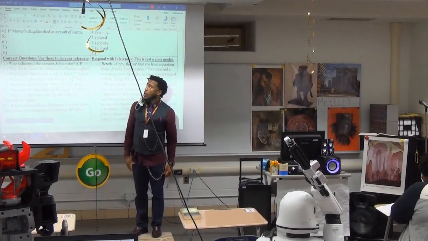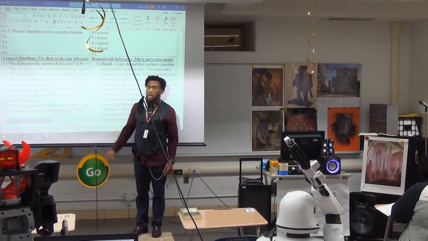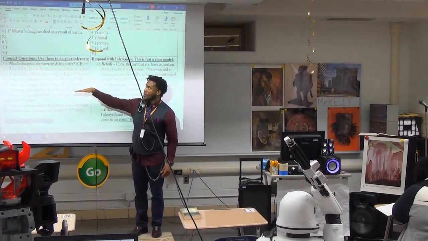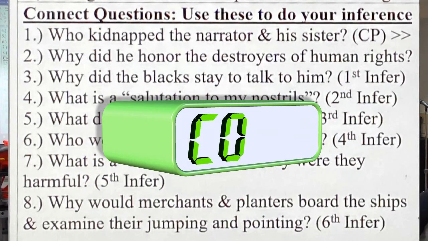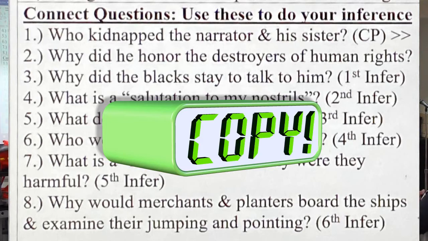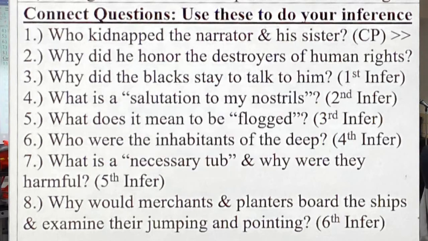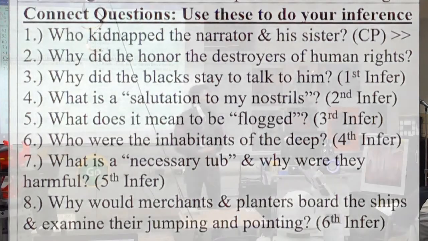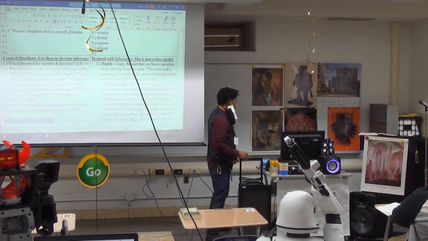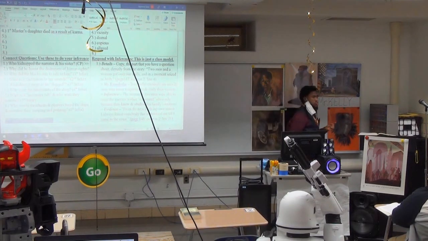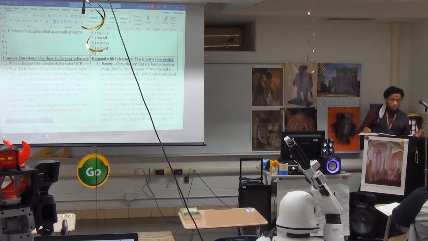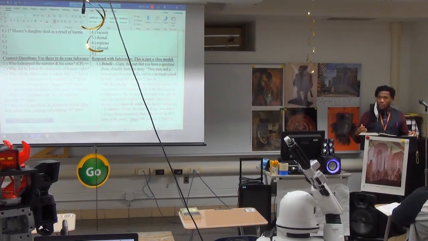We're writing in the lower left-hand box in your annotation Inferences model. Why did he honor the destroyers of human rights? Why did he honor the destroyers of human rights? Okay, so that's what we want to know. If these are destroyers, first of all, why would you ever honor a destroyer? But someone who's destroying human rights, why would you ever want to honor them?